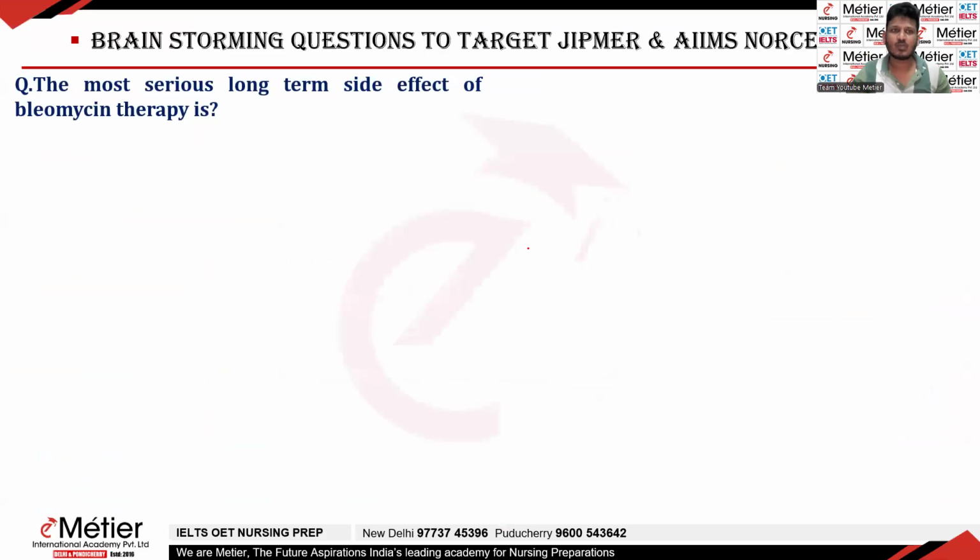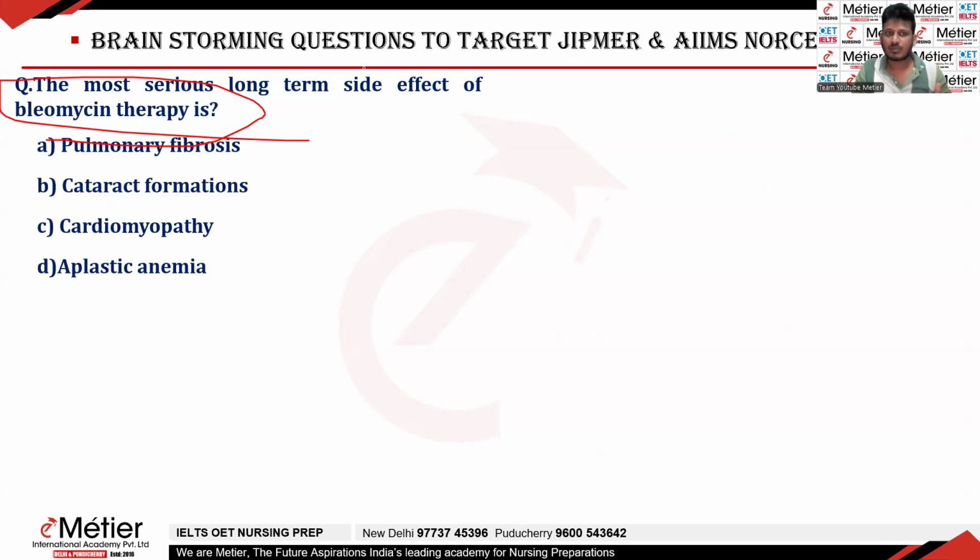The next question: the most serious long-term side effect of bleomycin therapy is. Here they are asking the side effect of bleomycin. Bleomycin is also a chemotherapy drug. Let's see the options. Pulmonary fibrosis, cataract formation, cardiomyopathy, aplastic anemia. Four options they have given here. It is a direct question. So the side effect of bleomycin therapy is option A, that is pulmonary fibrosis.